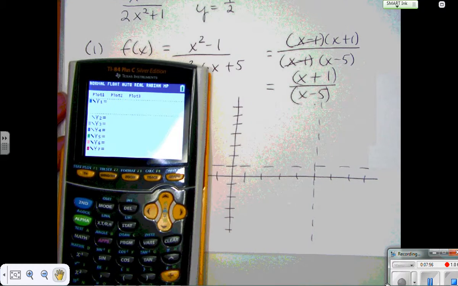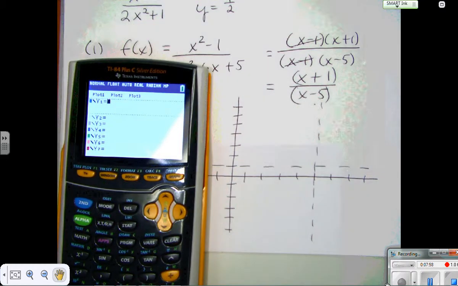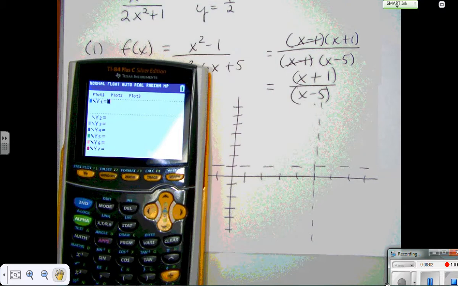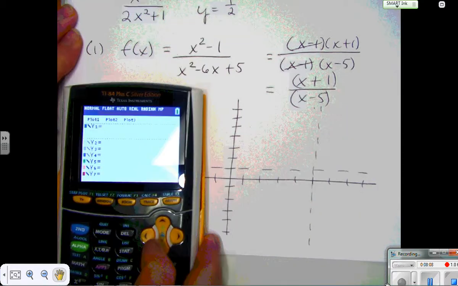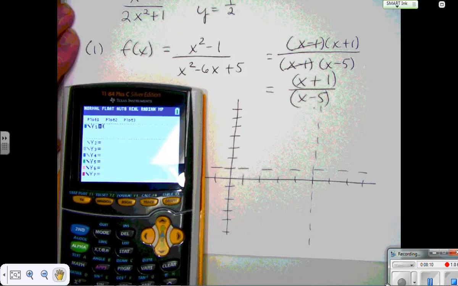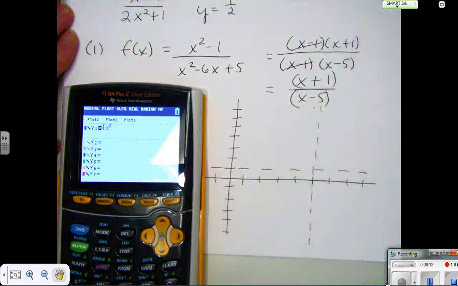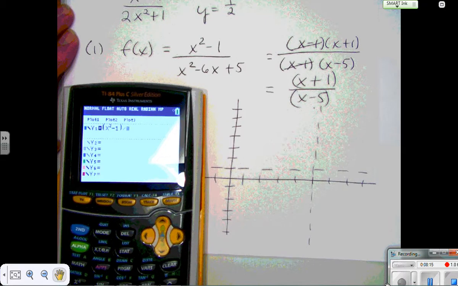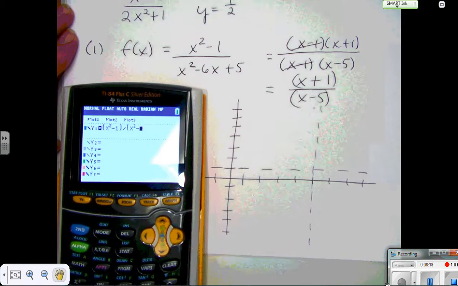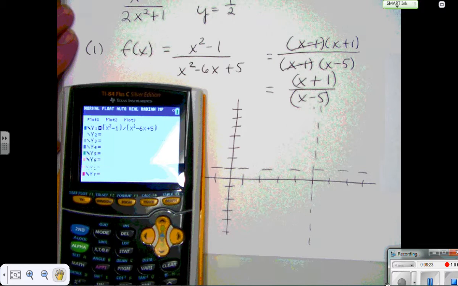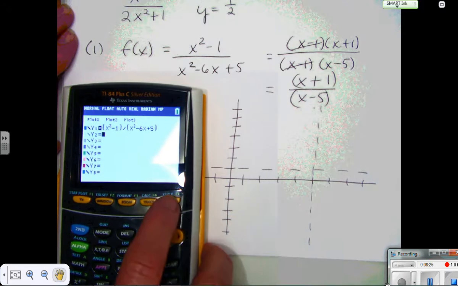So I want to put parentheses around the numerator and the denominator, and you want to put in the original equation, not the reduced one. Put in the one that you're given at the very beginning. So x squared minus 1 divided by x squared minus 6x plus 5. Okay, then let's hit graph.